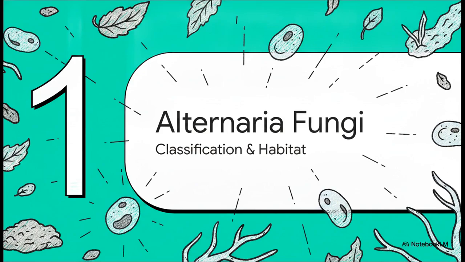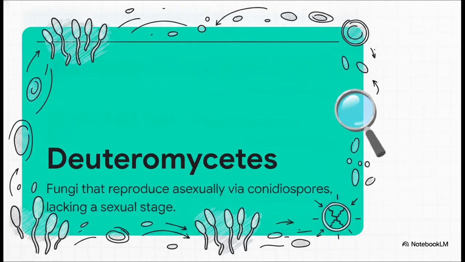Section 1. Meet the Alternaria fungi. Classification and habitat. So, who exactly is this invader and where does it come from? Well, Alternaria belongs to a very specific group in the fungal kingdom called Mycelium, which are often called fungi imperfecti. The really crucial point here is that they completely lack a sexual stage in their life cycle. Instead, they reproduce purely asexually through a process called the anamorph state, by germinating from spores known as Conidiospores.